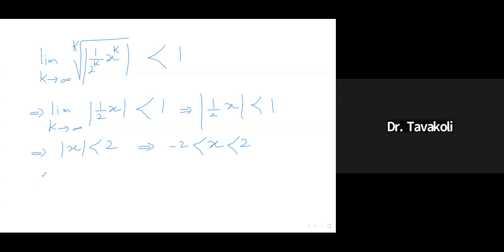Therefore, the interval of convergence is the open interval from -2 to +2. As I explained, -2 and 2 cannot be included because if you replace x by -2 or by 2, you can easily see that the series will be divergent. So for these x's in this interval, we get a convergent power series, and this is the interval of convergence.